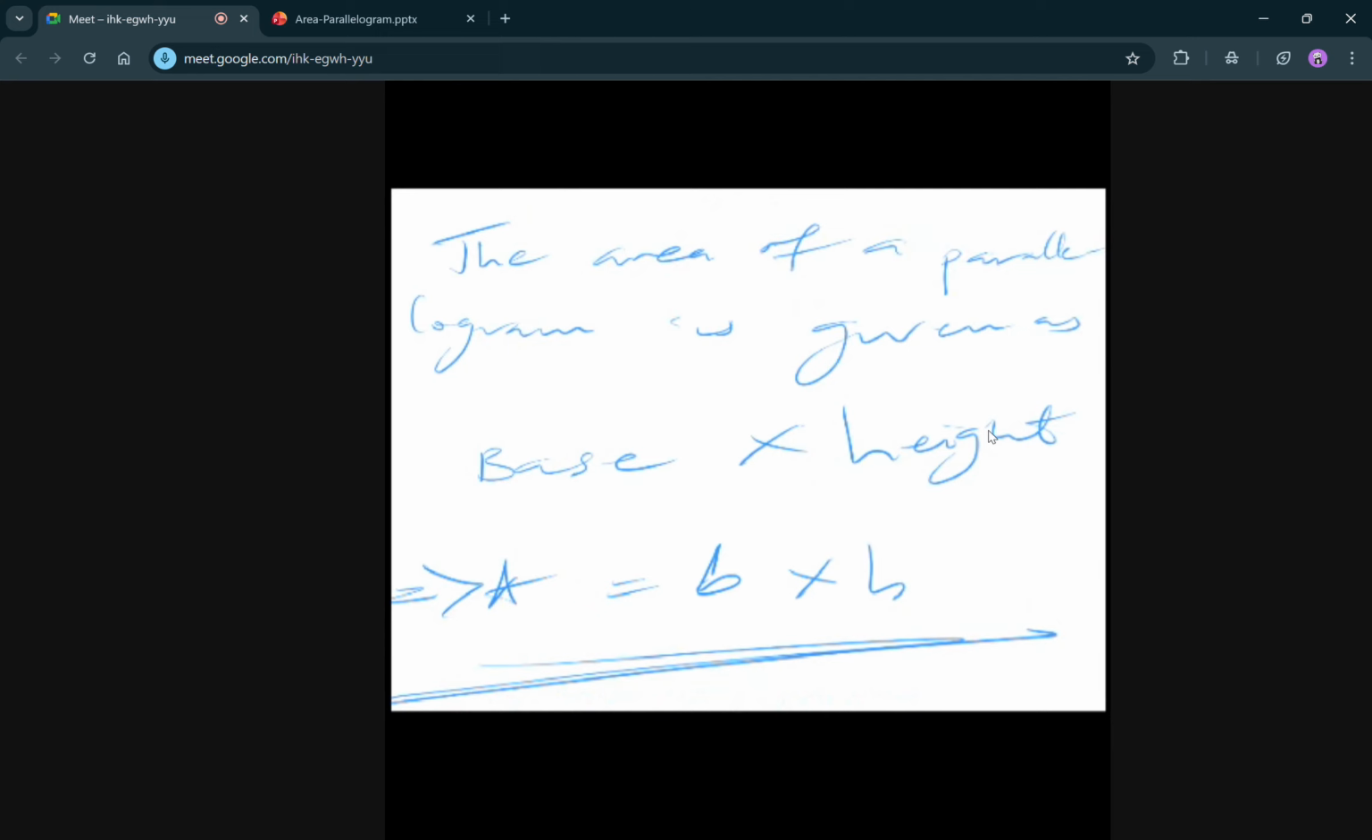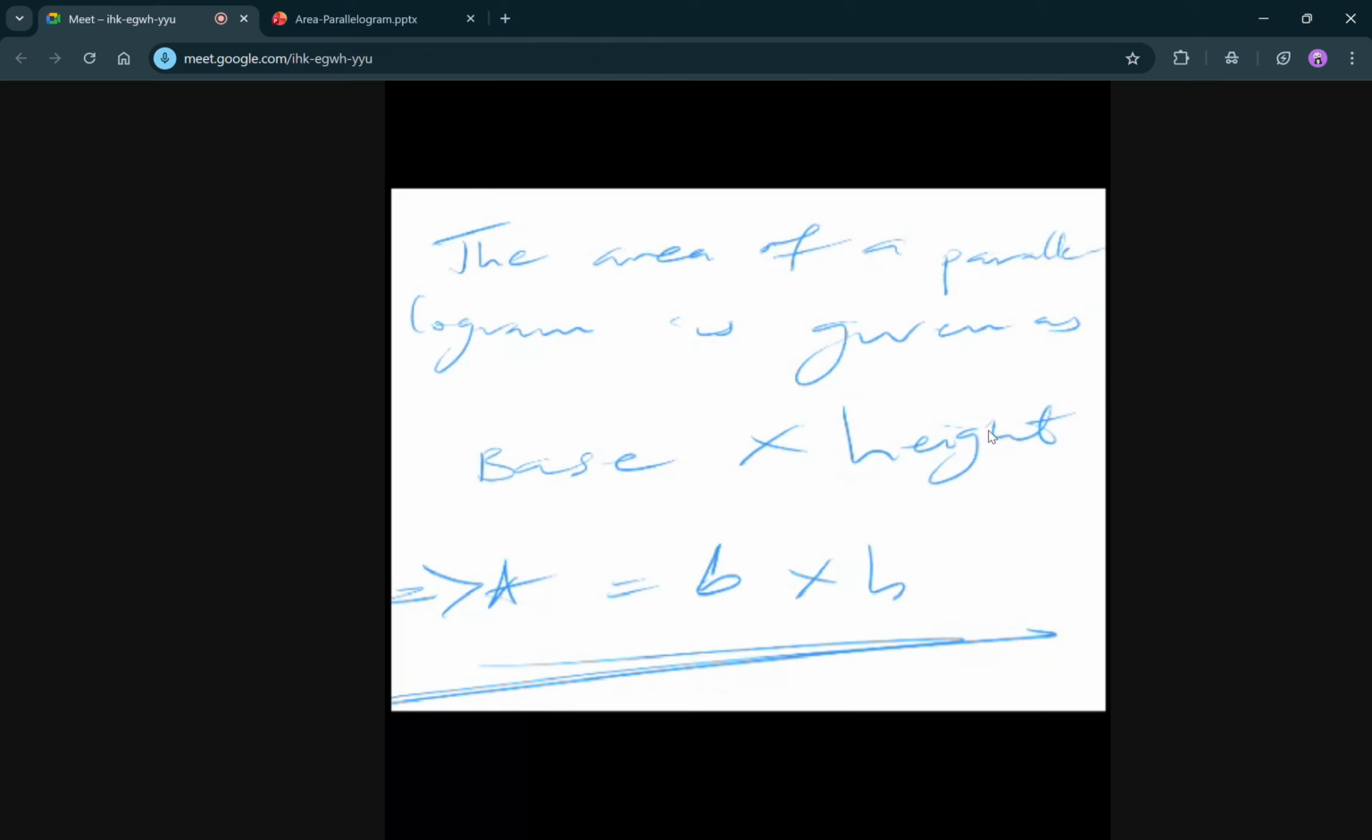They are still saying the same thing. So understand that for a parallelogram, when we say base, the base is simply the length. That longest side of the parallelogram, the length of the longest side is what we call the base of the parallelogram. So the length of that longest side is called the base.